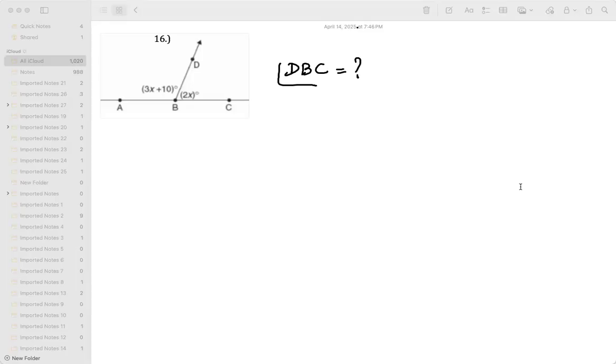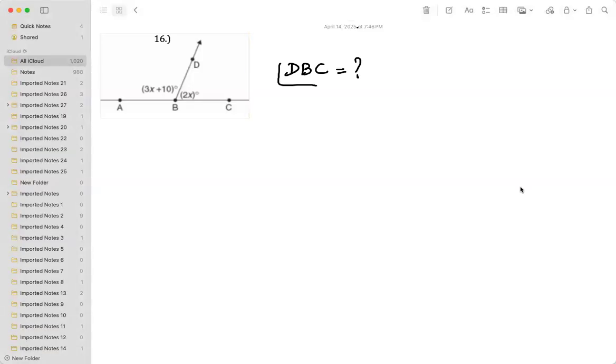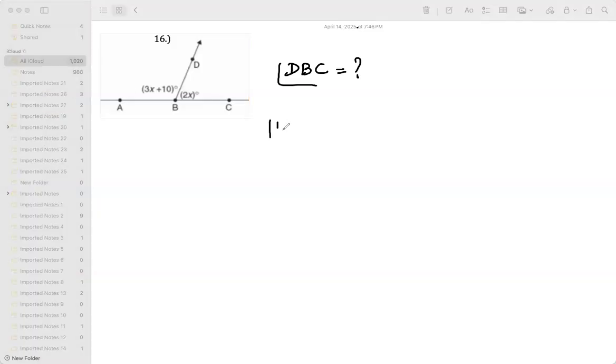So what I did was I basically did 180 minus 10. So then I got 170. First, did you write the equation out? Yeah. 5x plus 10 equals 180. Then I got 170. So then I divided 170 by 5.